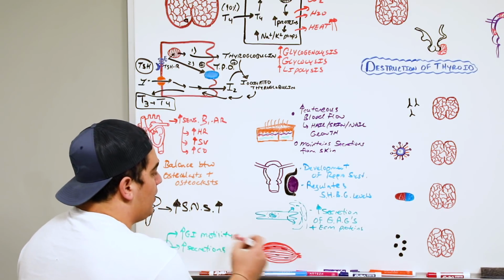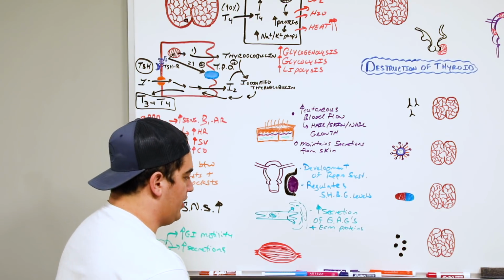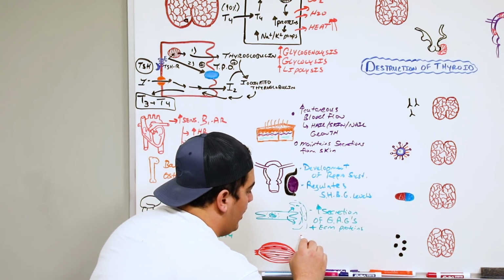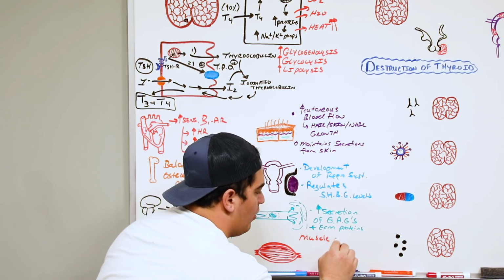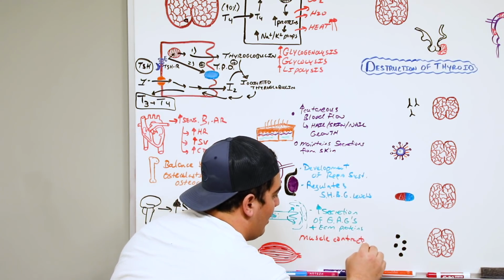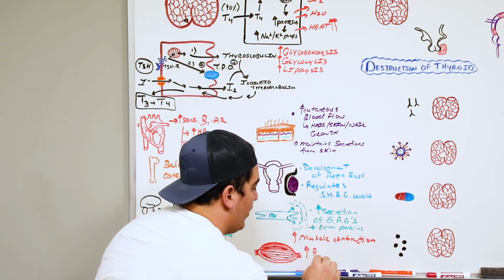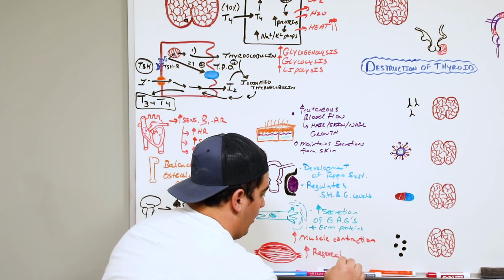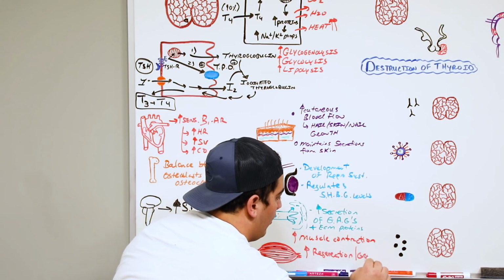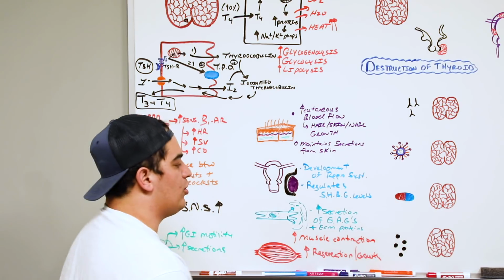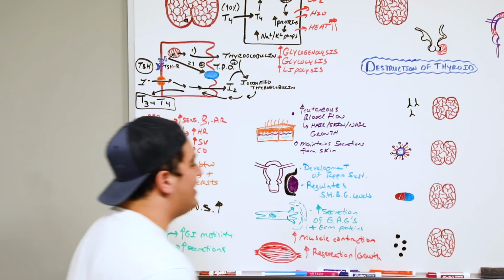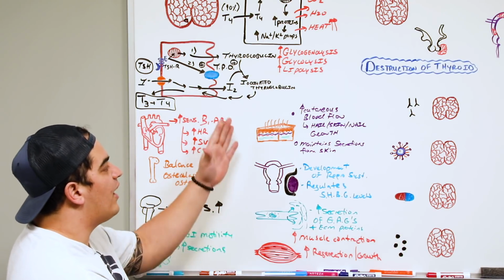Last but not least, it also acts on our muscle tissue, our skeletal muscle tissue. And it plays a role within the muscle contraction. So it plays a role in normal muscle contraction. It can kind of enhance muscle contraction. It also can increase the regeneration and growth of the skeletal muscles. So that covers the basic functions of thyroid hormone on various target organs.